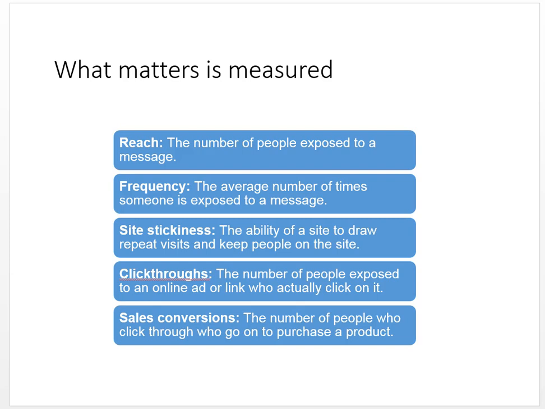All right, so some of the things that matter can be measured. Reach, the number of people exposed to a particular message, and the frequency, which is really important. Site stickiness, essentially what Google dubbed bounce rates, like how long people stay. Click-through, so do people who see the ad actually click on it, or go on to purchase? Understanding those things. And then sales conversion, so how many people that clicked.